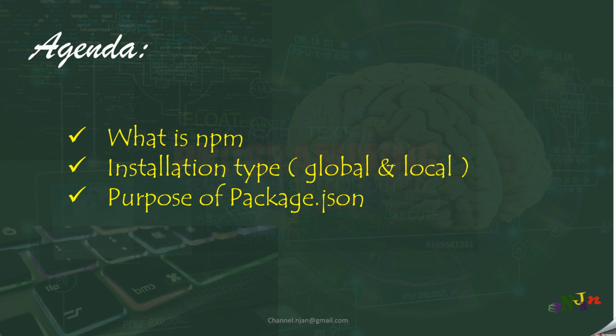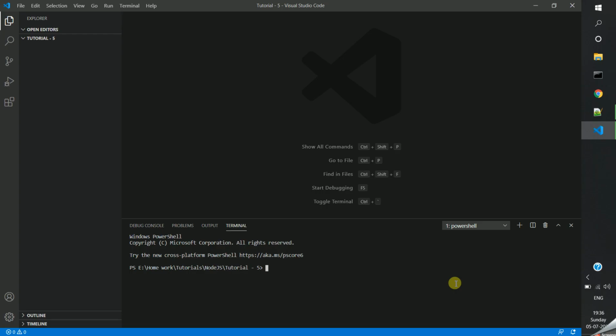Main agenda of this tutorial: what is NPM? Installation of NPM and its installation types. Purpose of package.json. I hope you have heard about it or maybe used it. What is the purpose of this package.json? What properties does it have? How is it going to play with us during development and deployment in real time? Yes, we will see that.